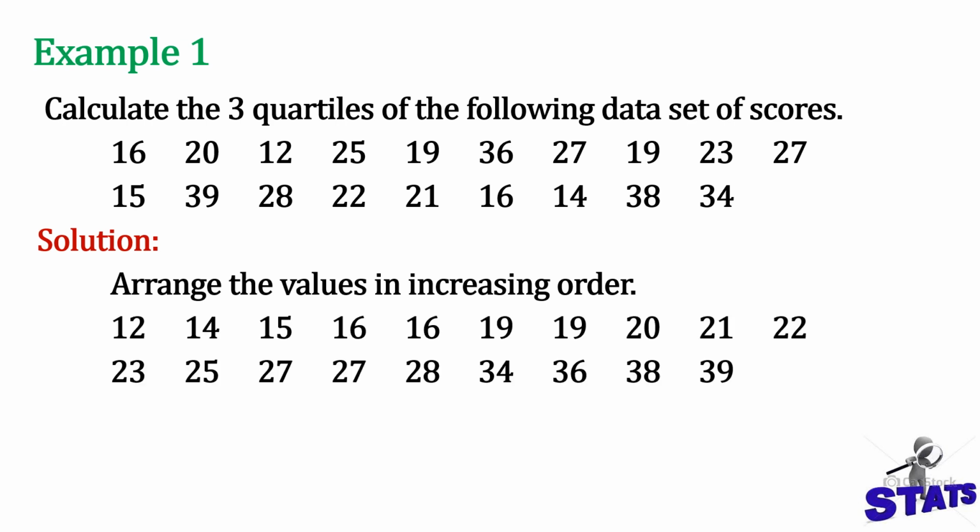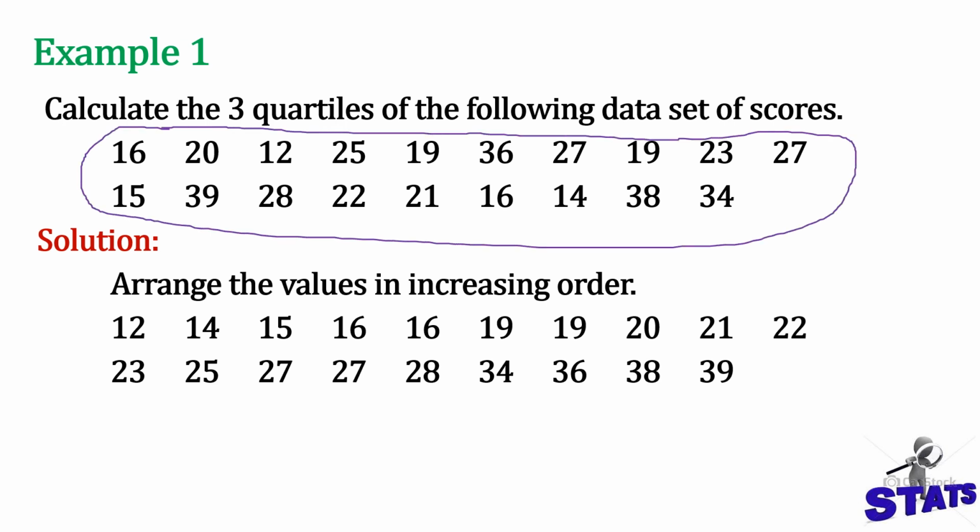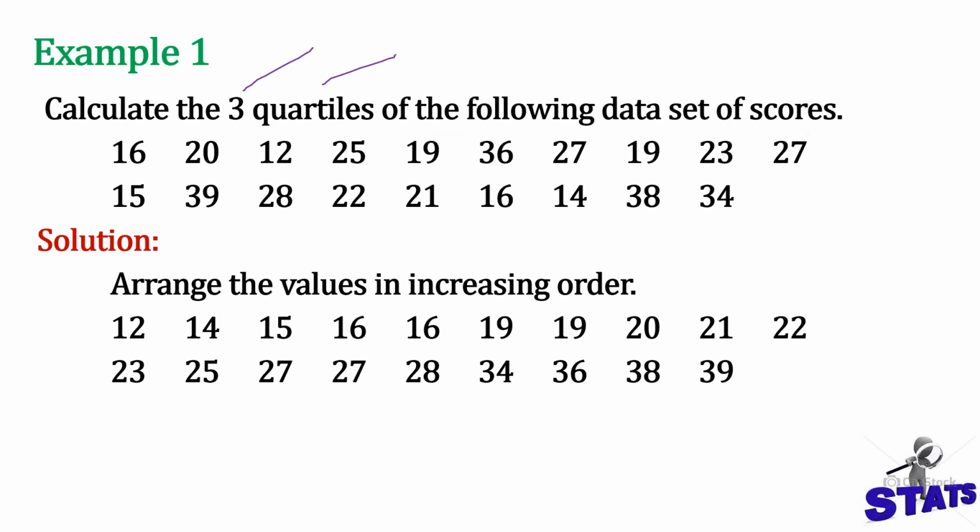Okay, para maintindihan ng lahat, nagbigay po tayo ng example. So, calculate the 3 quartiles of the following data set of scores. So, ito po yung scores. For example, nagbigay ako ng exam, 1 to 40. So, ito po yung score na nakuha ng mga estudyante ko, 1 to 40. So, para makuha natin yung Q1, Q2, Q3, kasi ang tanong is 3 quartiles, first is, arrange the values into increasing or ascending order. Okay? So, start tayo sa 12. Tapos 12, 14, 15, hanggang 39.